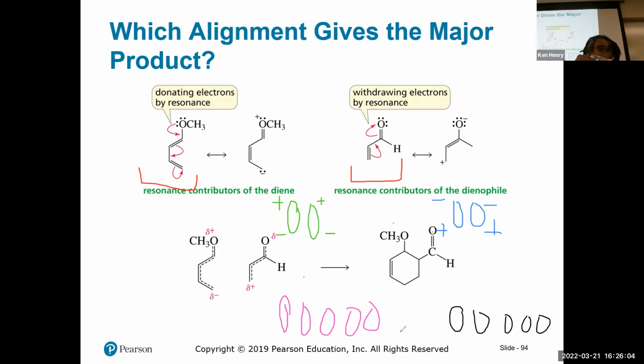Now, if these guys come across each other, nothing's going to really attract them to each other. They're just going to pass by. There's nothing that's connecting them. But if these guys come across each other, what's going to happen? They're going to attract, right?